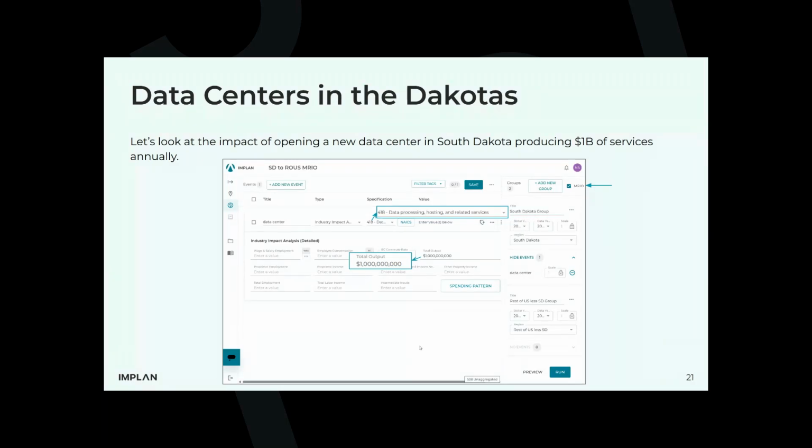So to start off with that standard impact, we'll look at the impact of opening a new data center in South Dakota that produces $1 billion of services annually. So here in my analysis, I've set this up with Industry 418, data processing, hosting, and related services with $1 billion of output. I've dropped that data center event into the South Dakota group and included the rest of the United States as the remaining region. I checked the MRIO box so we can link together South Dakota with the rest of the United States to get a nationwide impact.